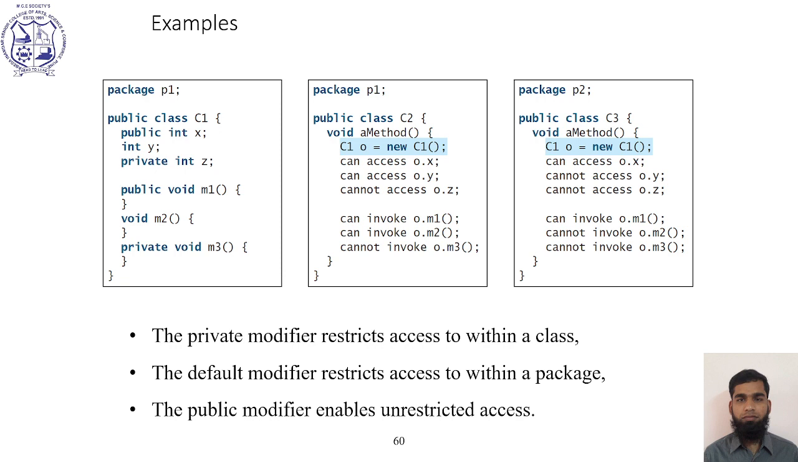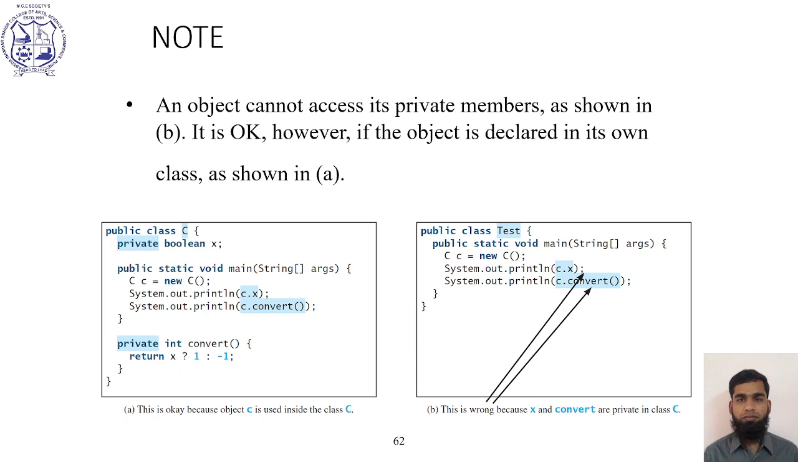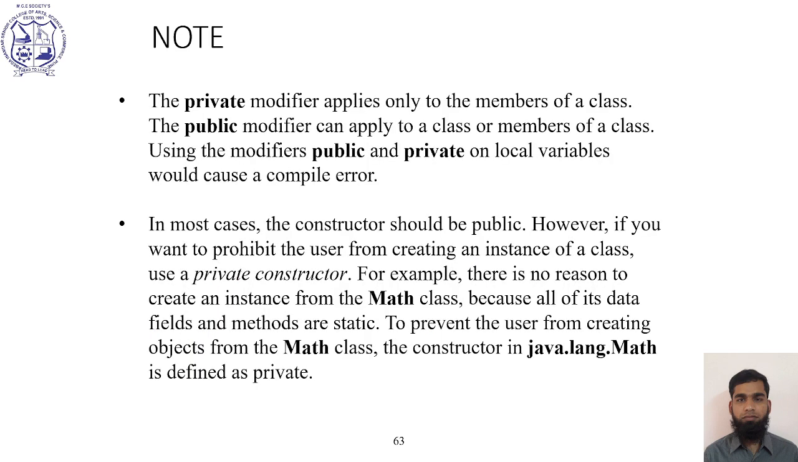The private modifier restricts access to within a class. The default modifier restricts access to within a package. The public modifier enables unrestricted access, meaning anyone can access. The default modifier on a class restricts access to within a package. The public modifier enables unrestricted access. Note that an object cannot access its private members, as shown in figure B. It's okay, however, if the object is declared in its own class. The private modifier applies only to the members of a class.